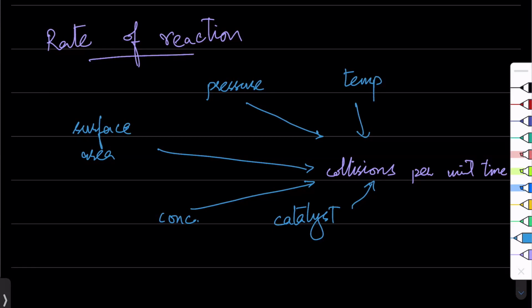Anyways, concentration. Concentration is simply the idea of more particles per unit volume. So if you have higher concentration, there's more collision per unit time. And if there's low concentration, less collision per unit time. So that directly affects the rate.